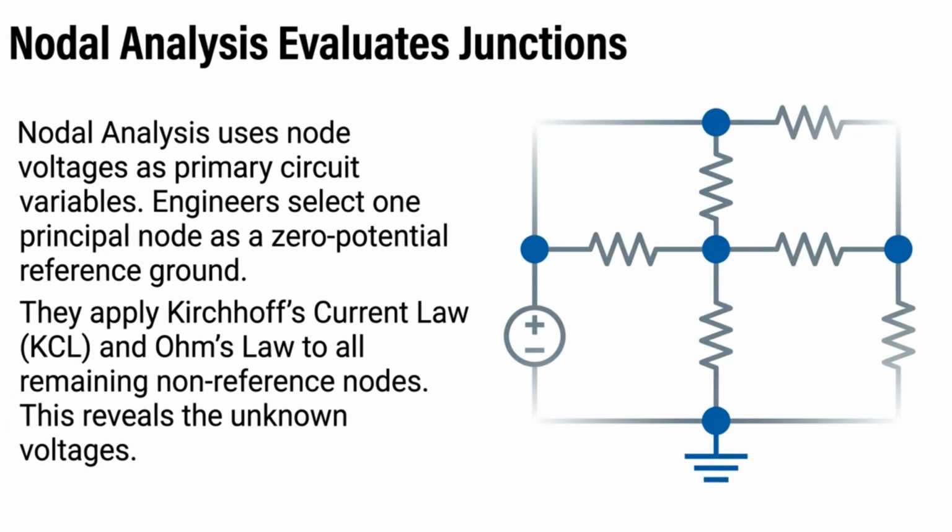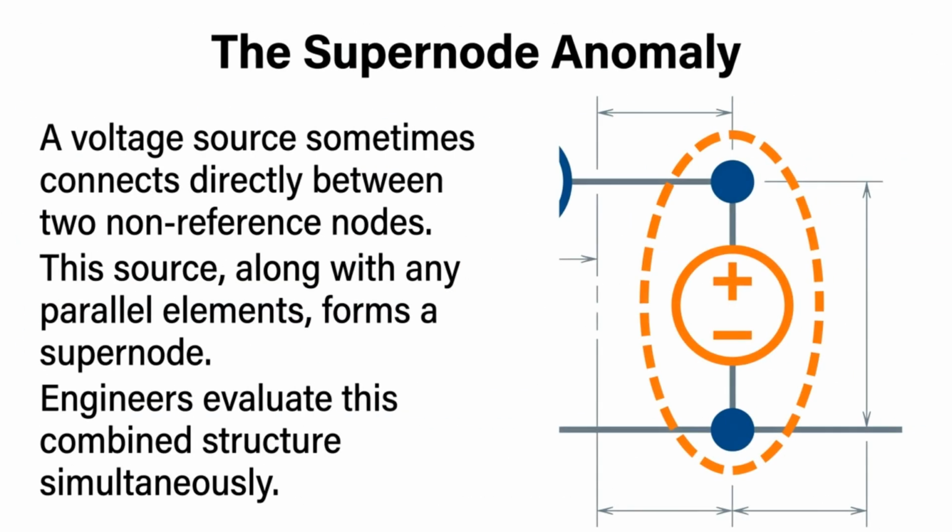Nodal analysis evaluates junctions by using node voltages as primary circuit variables. Engineers apply Kirchhoff's current law and Ohm's law to all non-reference nodes to find unknown voltages. The supernode anomaly arises when a voltage source connects directly between 2 non-reference nodes. This source, along with any parallel elements, forms a supernode that is evaluated simultaneously.